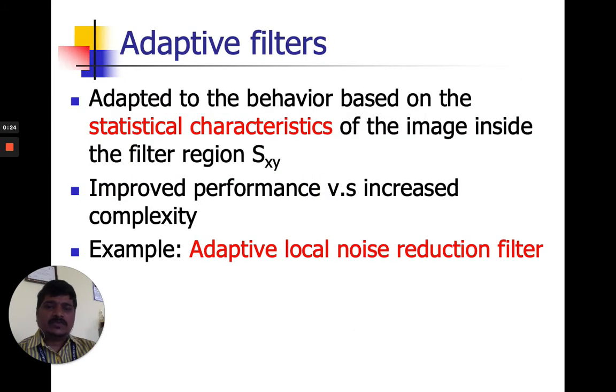The next topic is very important: adaptive filters. What is an adaptive filter, what are all its uses in image processing, and how does it work? Basically, adaptive filters are filters whose behavior is based on some characteristics of an image. An adaptive filter is used in many applications.